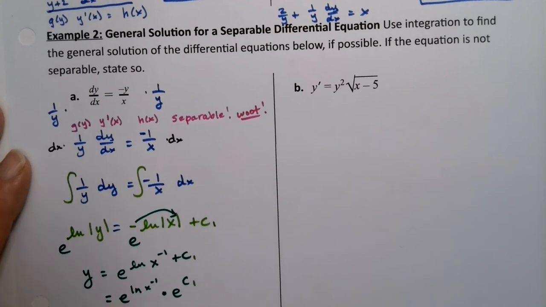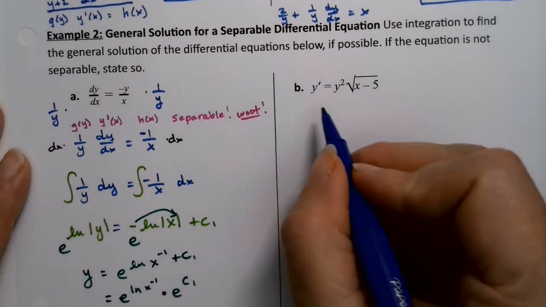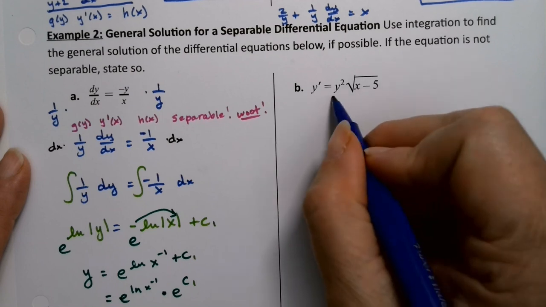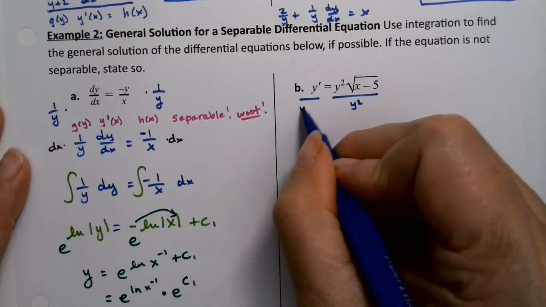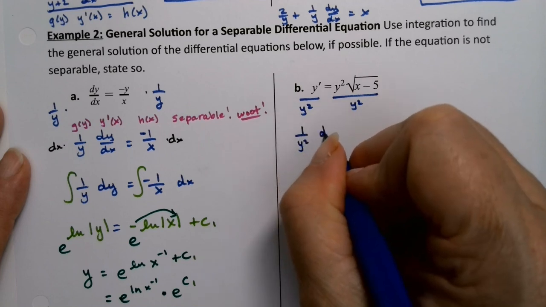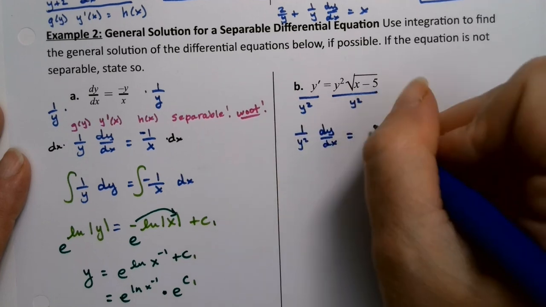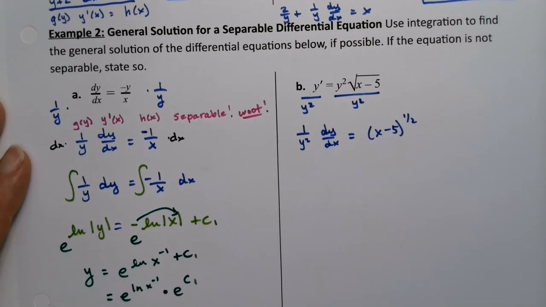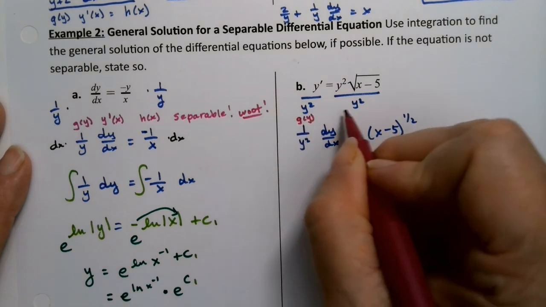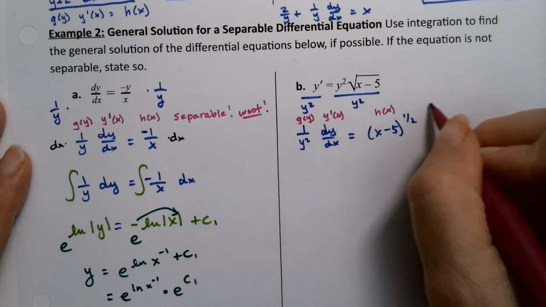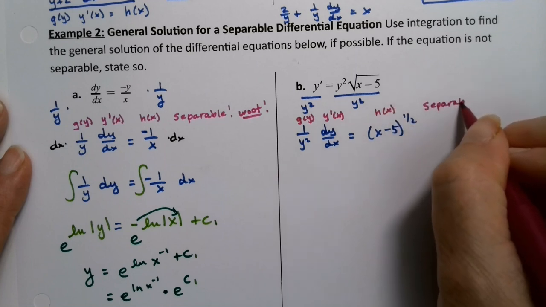So over here we have, let's see here, y prime equals y squared square root of x minus 5. So I could divide both sides by y squared, right? Get the y over to the other side. So that'll give me 1 over y squared times dy dx is equal to, I'm going to rewrite this as x minus 5 to the 1/2 power. But look, this is a g of y, this is a y prime, and this is an h of x. It's separable. We just separated it.